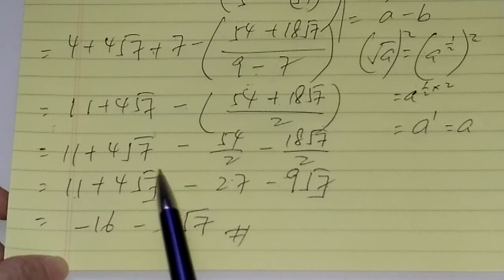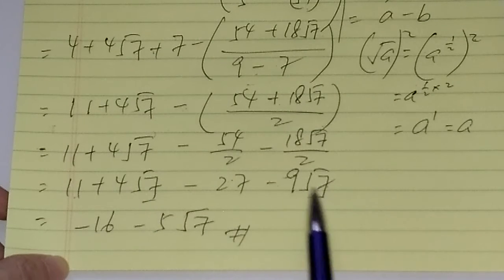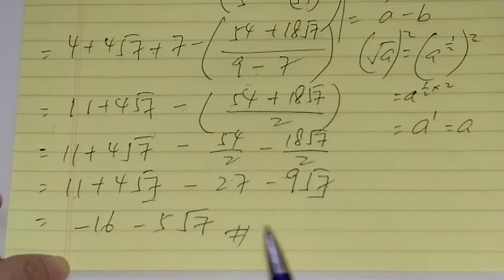We can always say, for example, treat √7 as a. So 4a minus 9a will be minus 5a. Okay, so this is the answer.